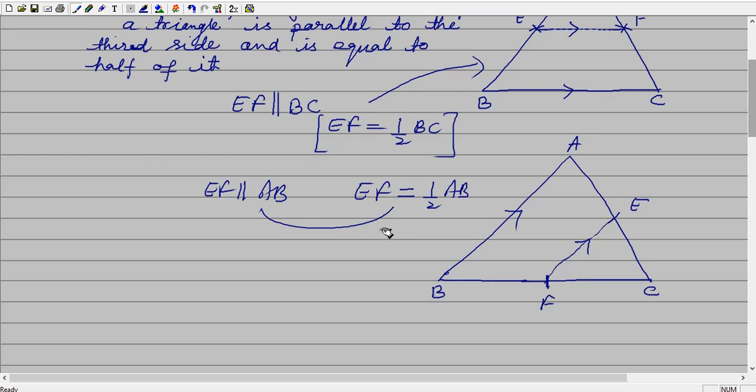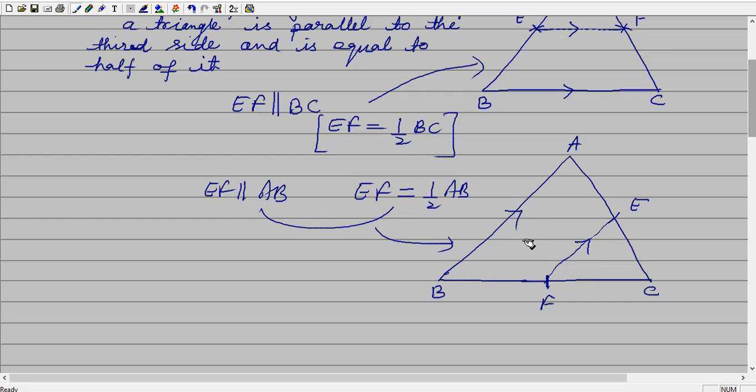This one is a part of the second figure. So always concentrate on the midpoints, where we are joining the midpoints, and then always compare to the third side, that is parallel to this and half of this.